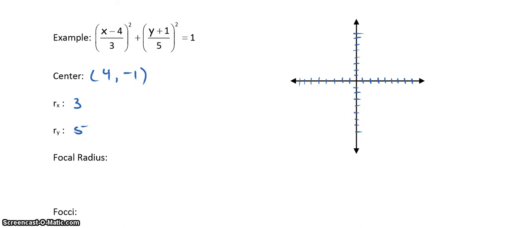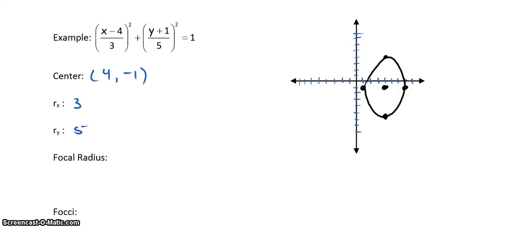Okay, so my center is 4, negative 1. My x radius is 3, so I'm going to go right 3 and left 3. And then my y radius is 5, so I'm going to go up 5 and down 5. Which makes sense. The y radius is on the y-axis, up and down. The x radius is on the x-axis, left and right.